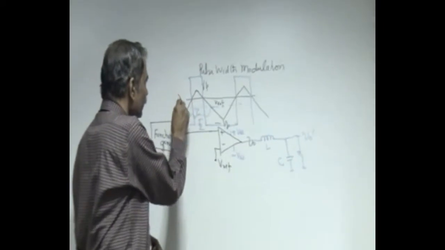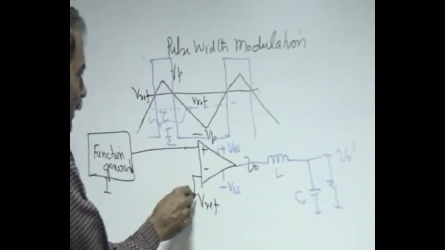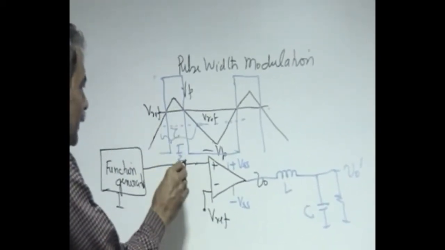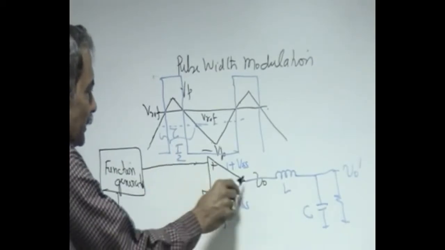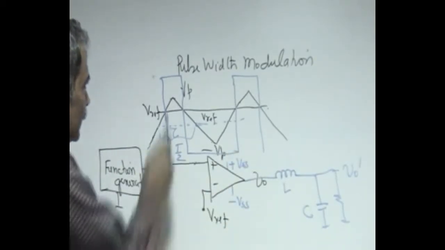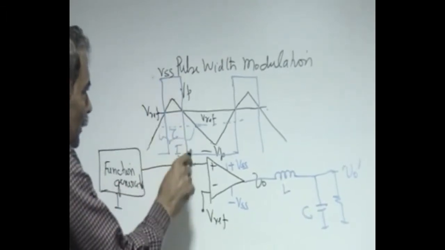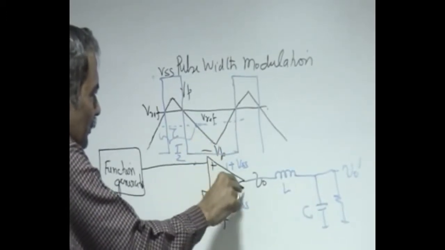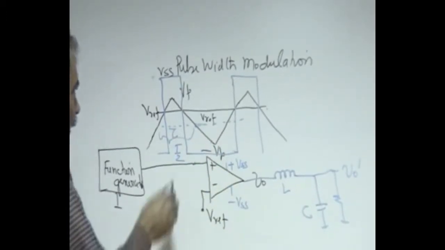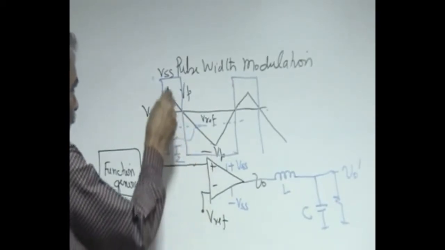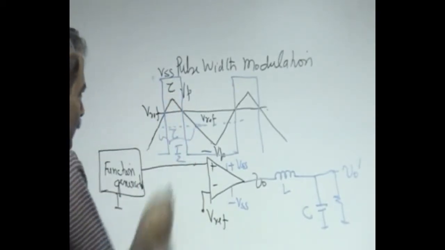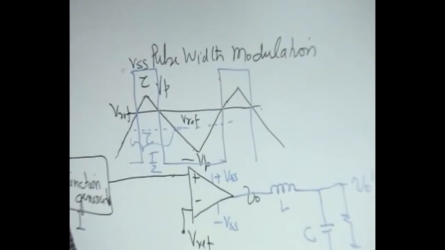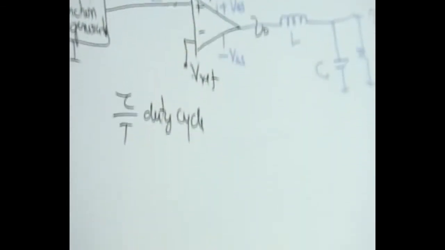Then this is the V reference applied to the other end of the comparator. As soon as the voltage at the input goes above V reference, the output goes to plus Vss as shown here. And as soon as it goes below this V reference, it goes to minus Vss. So we are able to control what is called the duty cycle. What is the duty cycle? This tau by T is called the duty cycle, based on the value of V reference.